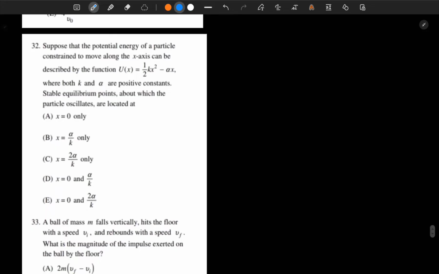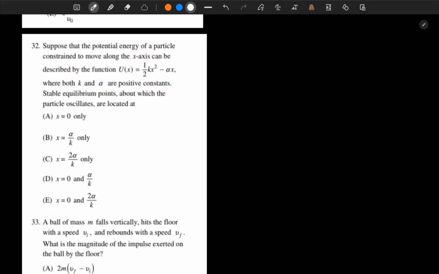Next, suppose that the potential energy of a particle constrained to move along the x-axis can be described by the function u of x is equal to 1/2 kx squared minus alpha x, where both k and alpha are positive constants. Stable equilibrium points, about which the particle oscillates, are located at which of the following?